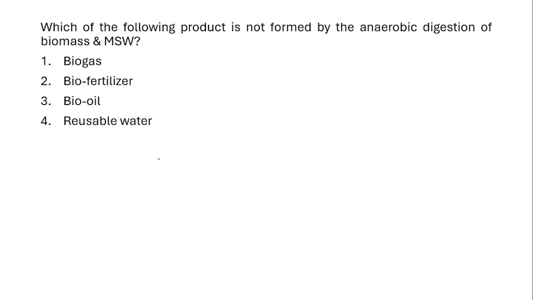But the only thing which cannot be formed during the anaerobic digestion is the bio oil. No oil is formed during the anaerobic digestion of biomass or the municipal solid waste. So the product which is not formed by the anaerobic digestion is bio oil.